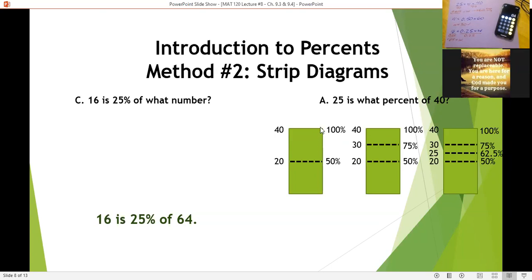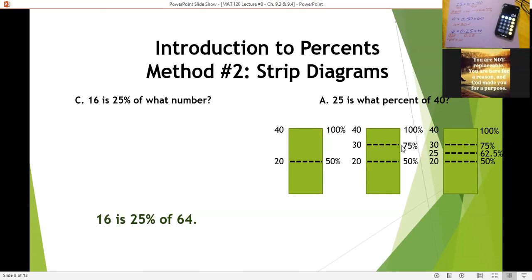So on the right side of the strip diagram at the top, I write 100%. And on the left, I write 40 to represent that these two quantities are the same, and they are both the entire rectangle, and they represent one whole. Next, to get to 25, you'll notice that what this student did was this student went from 40 down to 20, and then went halfway in between to get 30, and then went halfway in between again to get 25.